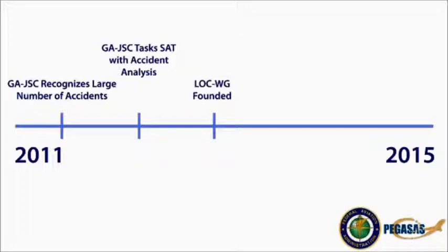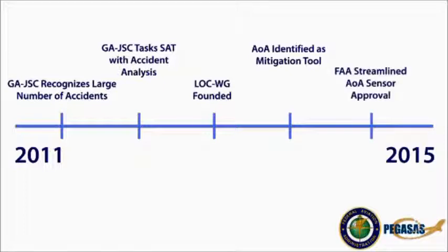potential solutions. The Loss of Control Working Group determined that angle of attack displays could be a useful mitigation strategy for general aviation aircraft. Following these findings, the FAA streamlined the approval process for various angle of attack devices, deeming them minor modifications to the aircraft which require less approval than major modifications.